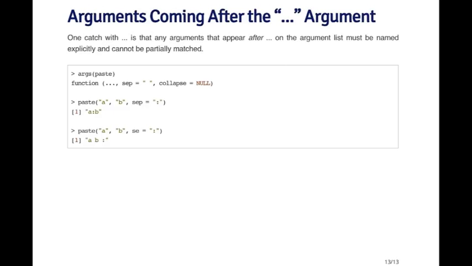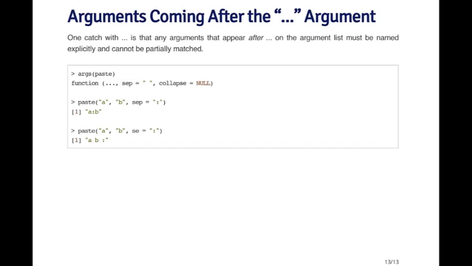So the one catch with the dot dot dot argument is that any arguments that appear after the three dots in the argument list must be named explicitly, and furthermore cannot be partially matched. So you can't use positional matching or partial matching for arguments that come after the three dots. And this makes sense because otherwise there's no way for R to know whether you're passing something to the dot dot dot or whether you're passing something to a different argument.